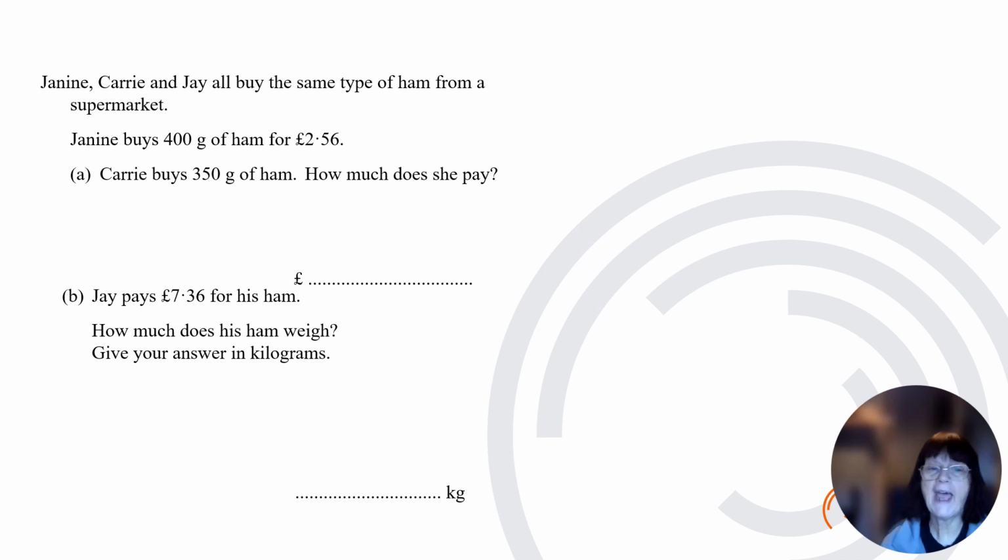And once we've done that, using the same information, we can say Jay pays the cost of £7.36 for his ham. How much does it weigh? So have a go and see if you can work those out. After you pause the video, work them out, come back and we will look at them together.